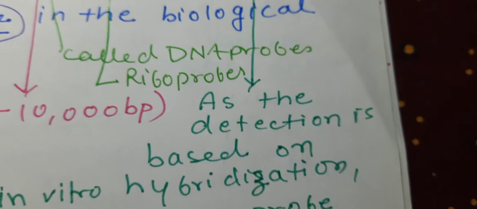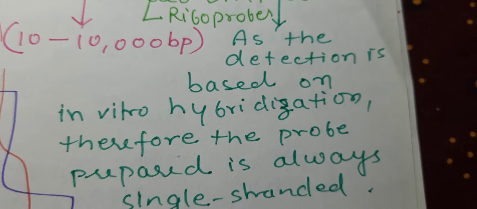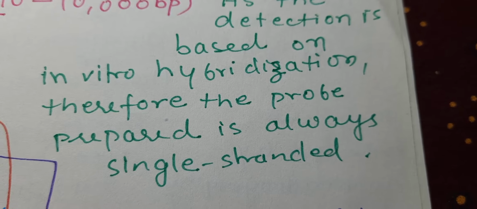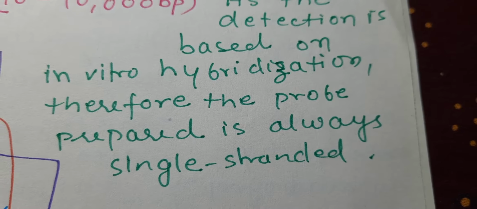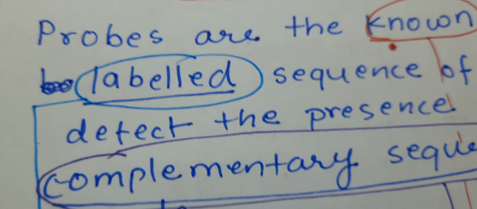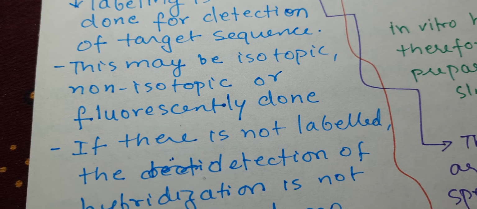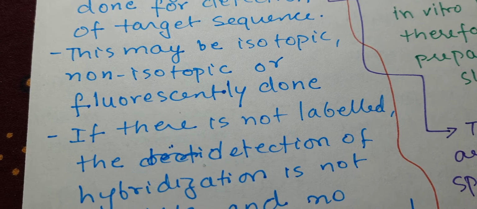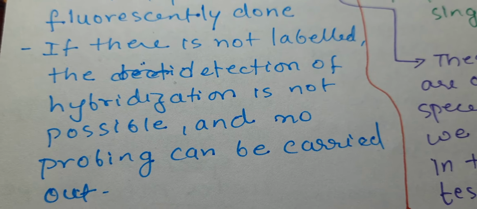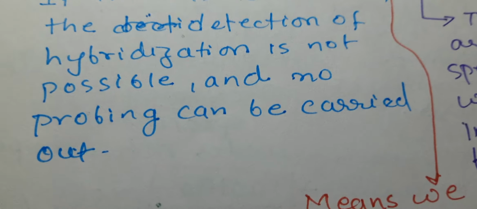Single stranded: why does it have to be single stranded? The detection of the probe is based on in vitro hybridization, therefore the probe prepared is always single stranded. Otherwise, if it is double stranded, then no hybridization will occur. And then it has to be labeled. Labeling is done for the detection of the target sequence. This may be isotopic, non-isotopic, or fluorescent. If no labeling is done, then detection of hybridization is not possible and no probing can be carried out.